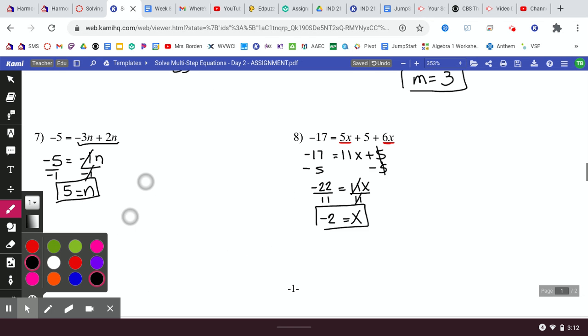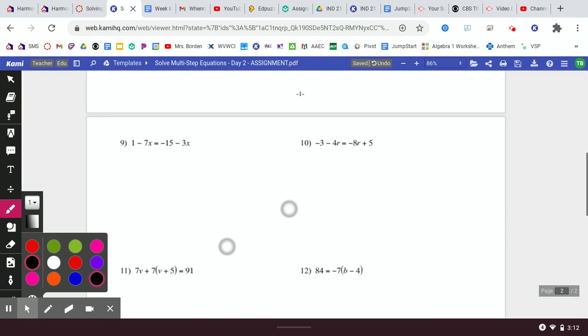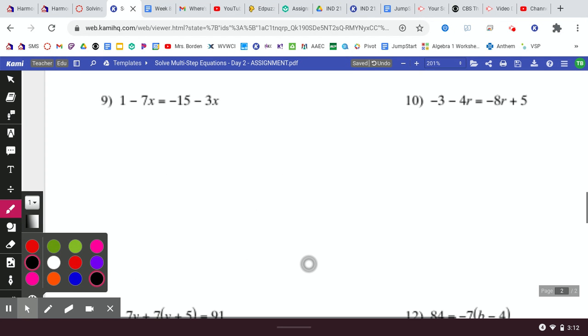All right, number 9. Okay, looking for like terms to combine. On the left side, I have a number and a variable, can't combine those. On the right side, I have a number and a variable. I can't combine those, so it's time to go to step 3, which is to move all my x's to one side. I don't care which side you choose to move to, it does not matter.